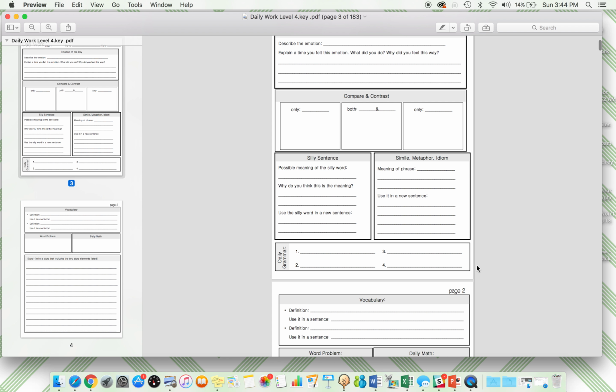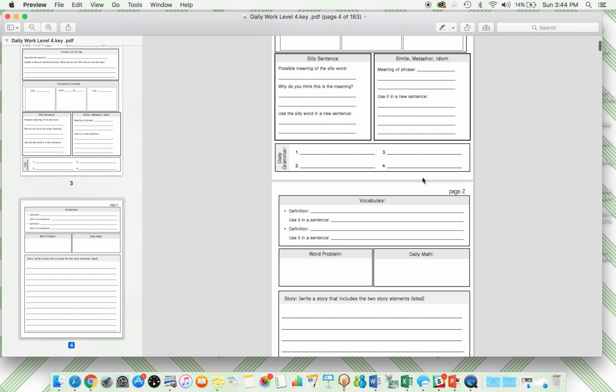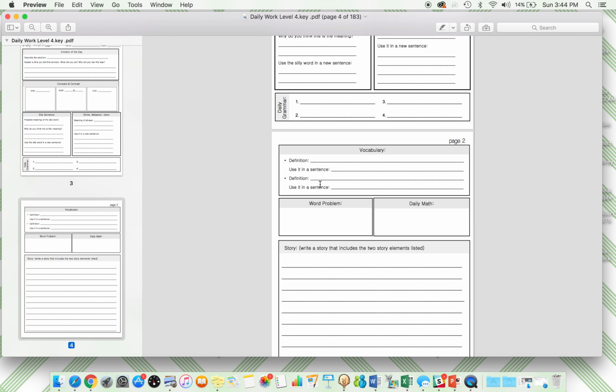Then there are 4 daily grammar questions to respond to. The grammar is focused around irregular terms. It's focused around correct verb tenses, things like that, so a little bit more advanced subjects as well. Then there'll be 2 vocabulary words. Students have to write the definition and use it in a sentence.